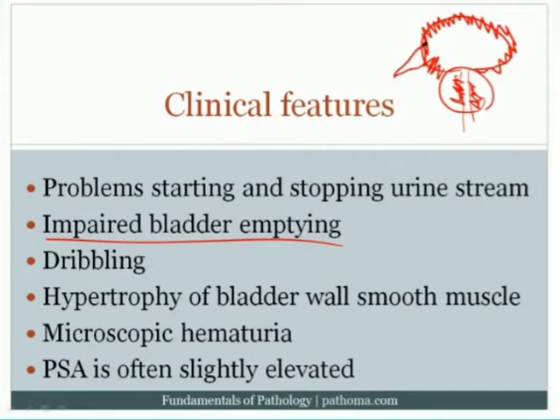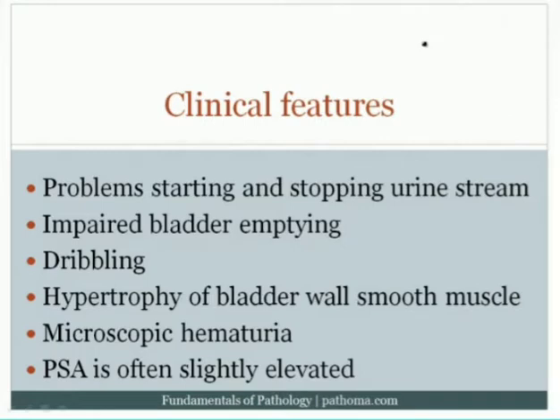So these are all, again, consequences of the fact that BPH occurs in the periurethral zone. Patients can also experience dribbling, hypertrophy of the bladder wall smooth muscle, as I've already stated. Microscopic hematuria may be present, and important to note that the PSA is often slightly elevated. Now, the reason why the PSA is elevated is because PSA is produced by the prostatic glands.